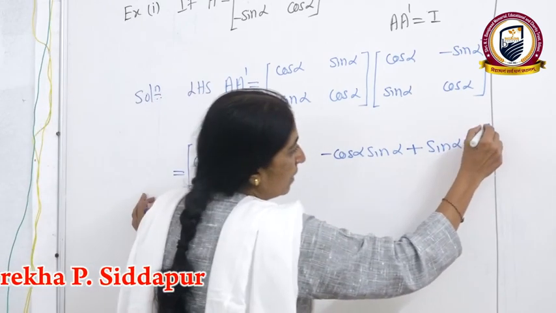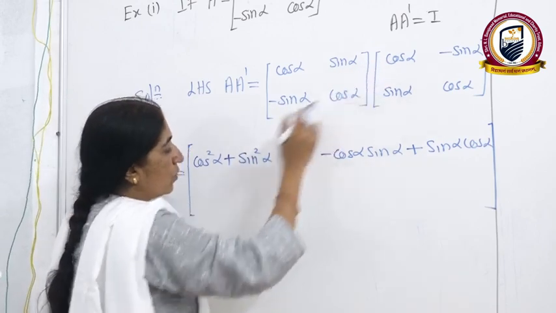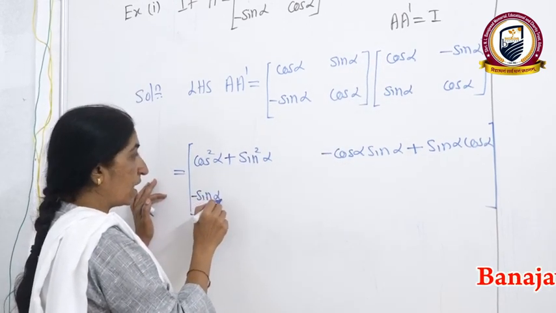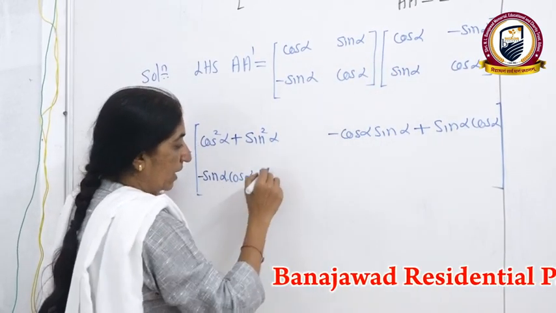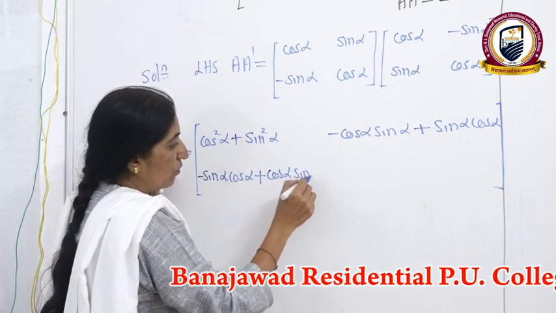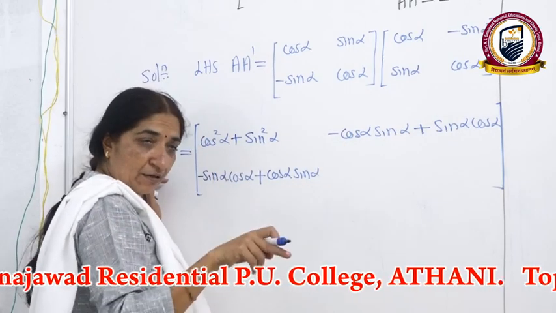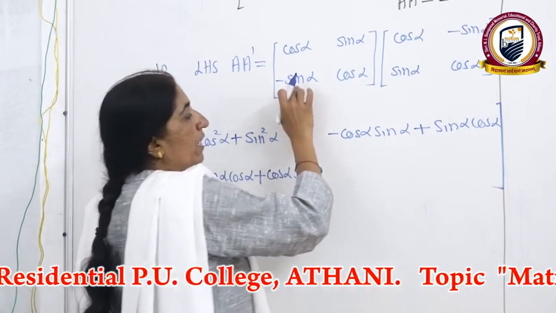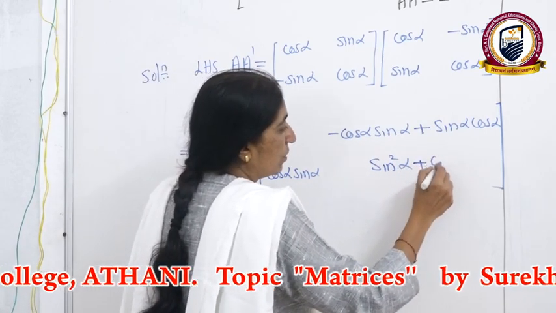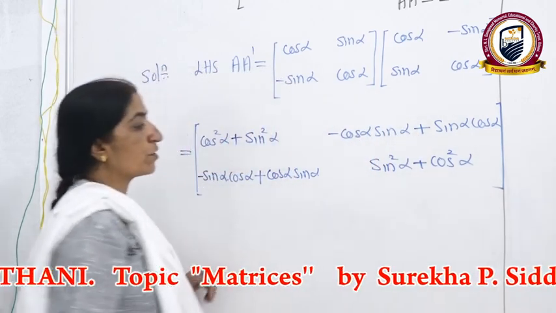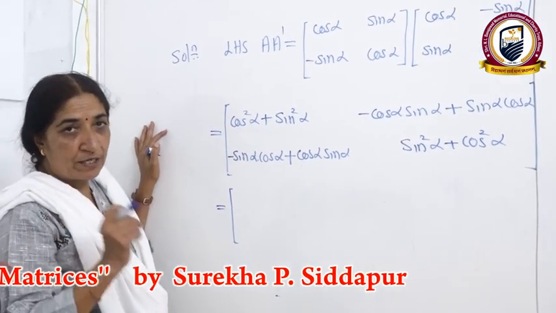And moving to the next, that is second row with the corresponding columns. Second row with first column: minus sin alpha into cos alpha, in the middle plus second element into second element, cos alpha into sin alpha. Then second row with second column. Again first element into first element: minus sin alpha into minus sin alpha is sin square alpha, plus cos alpha into cos alpha is cos square alpha.